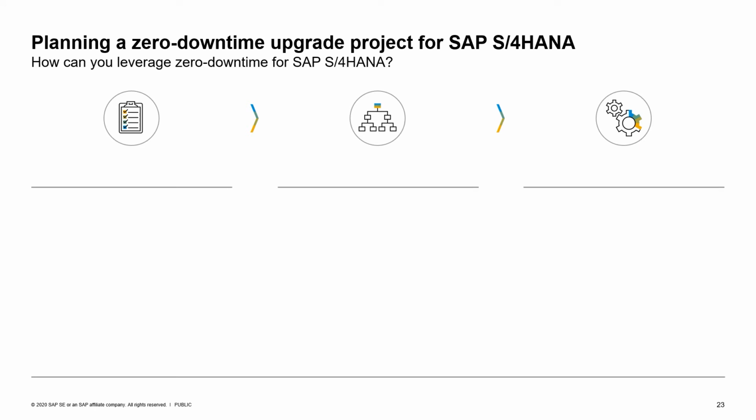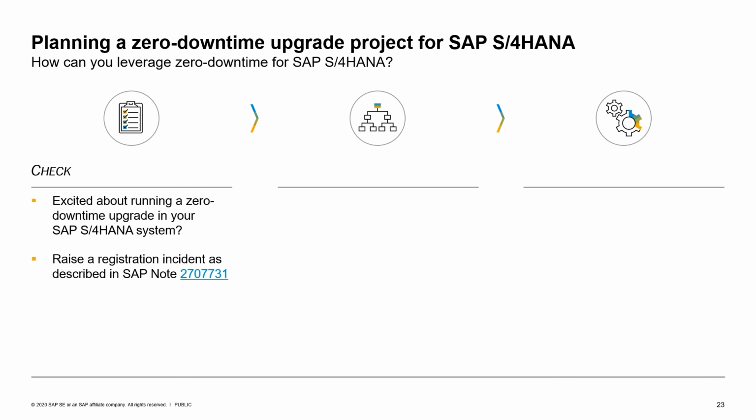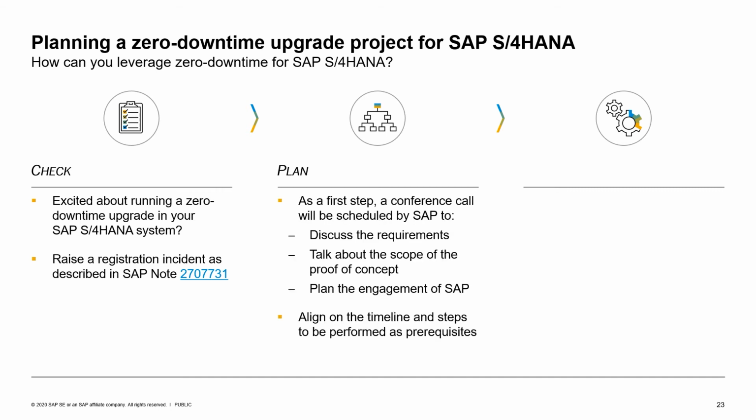Now, how can you get the zero downtime option? First, you're going to check the main SAP node. I think now, in the meantime, you will remember the node number already. Take a look again to the node, and there you can find in the last section a registration process in order to get started with the zero downtime option. This registration ticket is handled by the product team within SAP, and then we're going to plan the next steps.